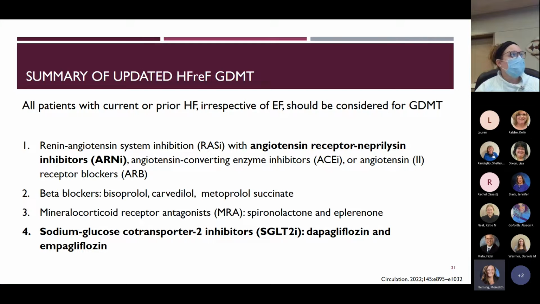This is just a summary slide in case the graphics maybe don't make sense, or if you prefer to just see it as a list instead of going through them all one by one. And then I have bolded the two newer recommendations by the guidelines of recommending ARNIs first in HFrEF in addition to SGLT2 inhibitors.